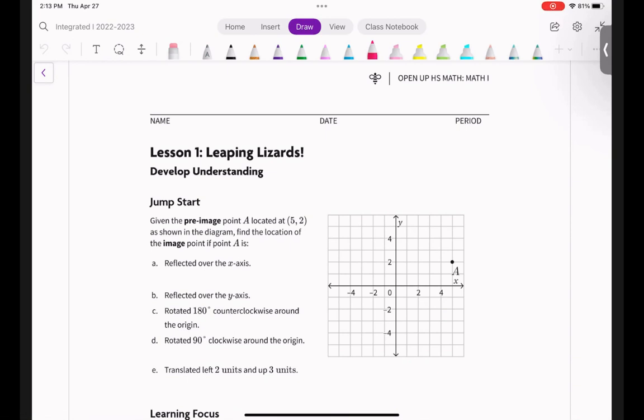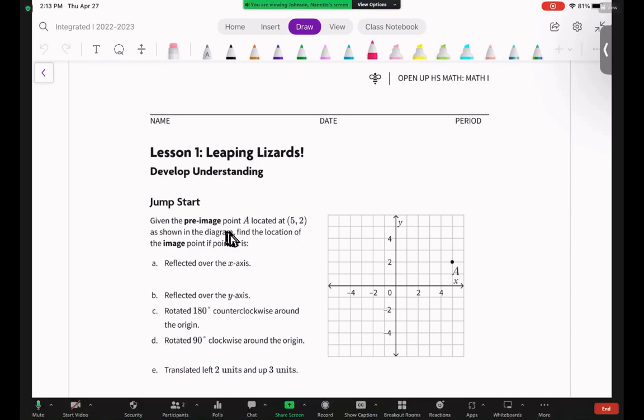Okay, so transformation just means how something moves, and you'll hear me say words today like slide, flip, spin, bigger, smaller. You'll hear me say certain words, so pay attention to those words and see which words already make sense to you. So here's the jump start.